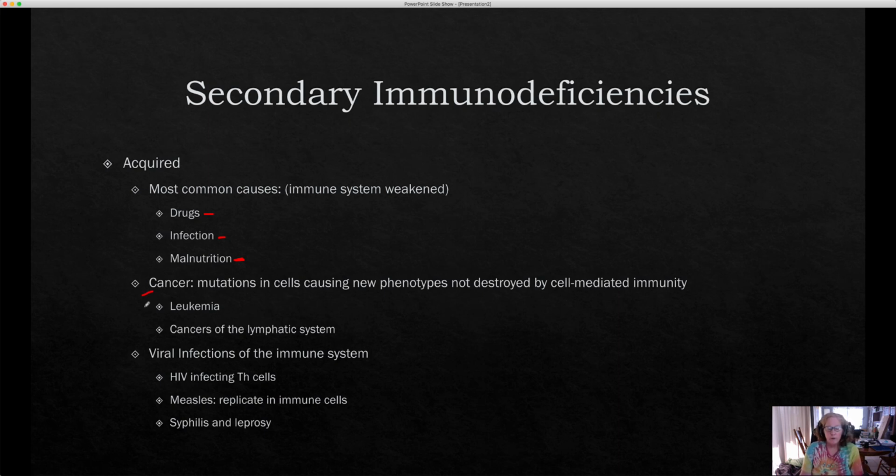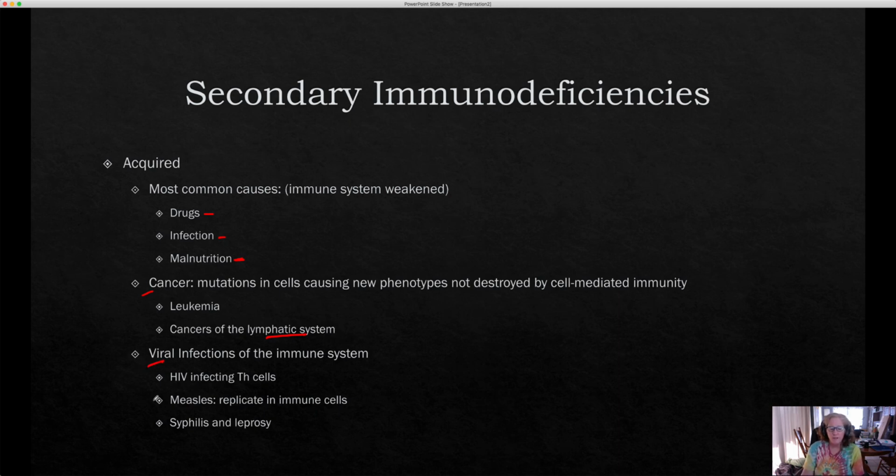Cancer is a secondary immunodeficiency. That's the result of genetic mutations in our cells. When somebody is actually diagnosed with cancer, it is considered a failure of the immune system. Your cytotoxic cell responses should be detecting changes in cells and destroying them before they can develop into cancer or a tumor. But when those cells develop too quickly, or the immune system doesn't recognize them for some reason, they can develop into a cancer or tumor. Cancers of the lymphatic system, things like leukemia and B-cell lymphomas, are considered secondary immunodeficiency diseases.